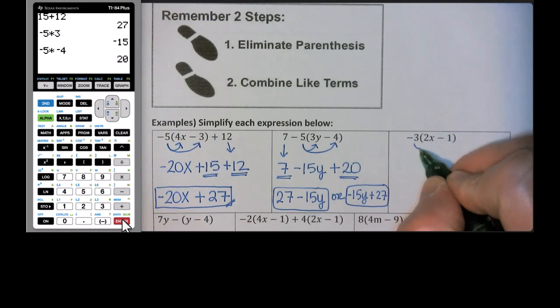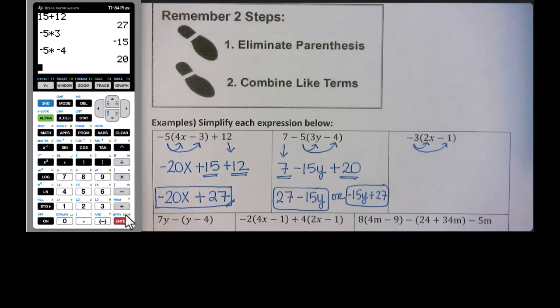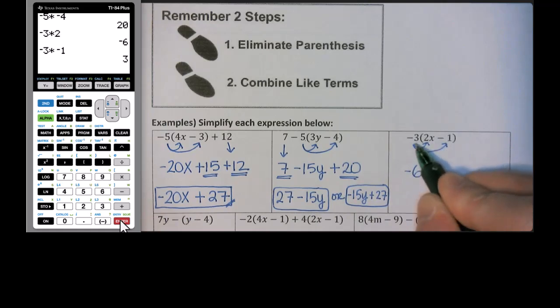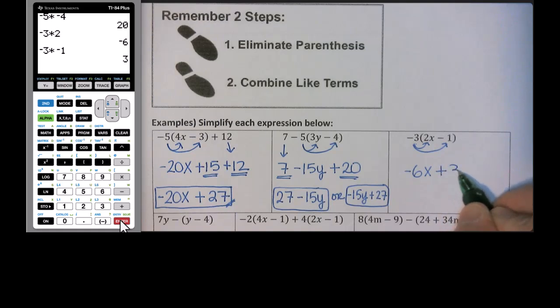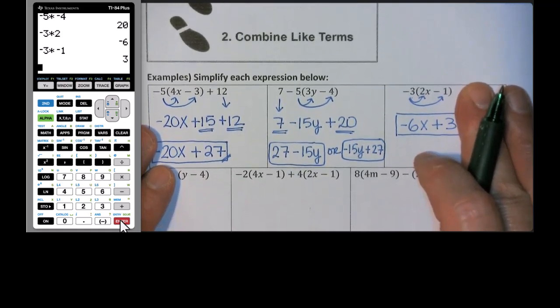All right, next one, we have a parenthesis outside. So basically all we have to do is multiply. So let's do negative 3 times 2, enter. And then we have negative 3 times negative 1, enter. So negative 3 times 2 is negative 6x. Negative 3 times negative 1 is positive 3. And that's all I can do in this particular problem because I cannot combine anything. All right, very good. Let's continue on to the next set of problems.